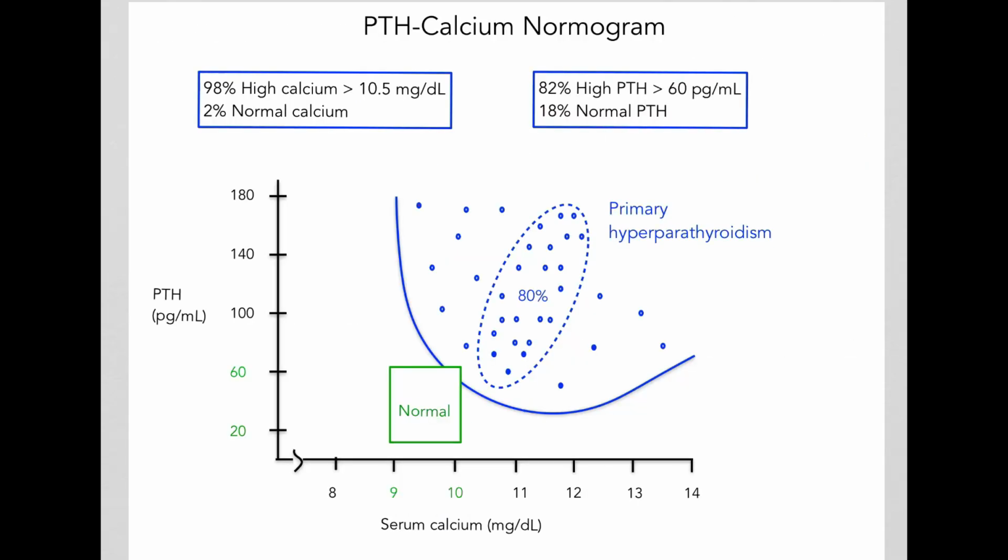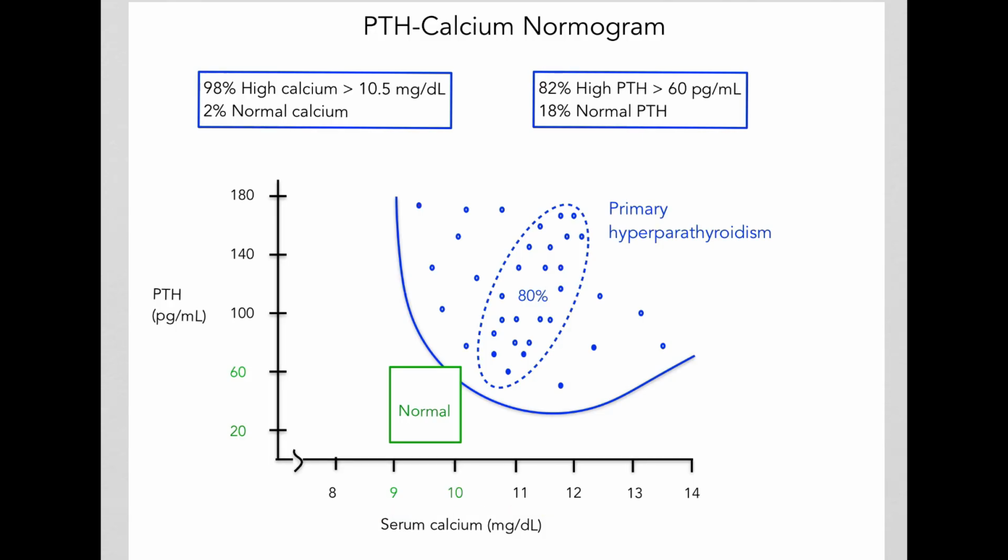Now, there is a good way to represent this relationship between parathyroid hormone and calcium, and that is the use of a PTH-calcium nomogram. In this graph, the PTH level is shown here on the y-axis in picograms per milliliter. Remember, PTH is a hormone, so the concentration of these hormones is very, very low. We are talking about picograms. Then on the x-axis, we have serum calcium, which is in milligrams per deciliter.